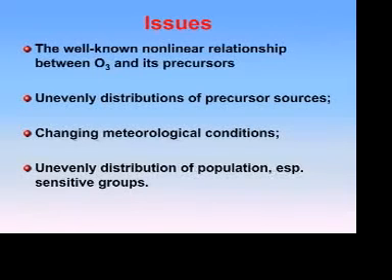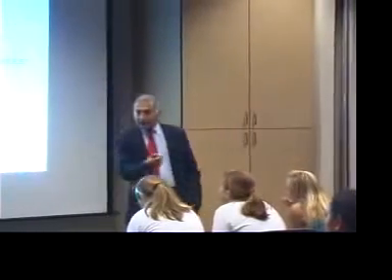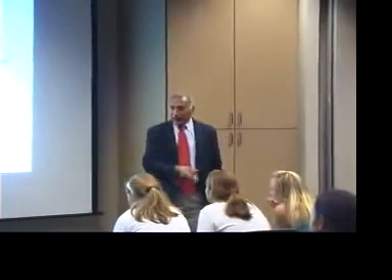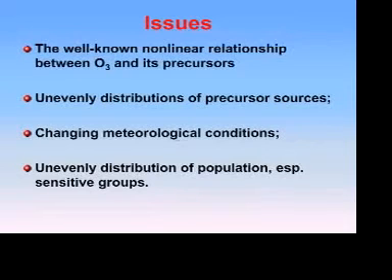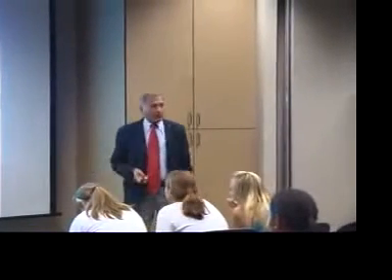These emissions are unevenly produced. There's more produced along the highways, less produced as you go inland. There's changing meteorological conditions, which changes the transport issues and the chemistry issues. And lastly, there is uneven distribution of population, so the exposure to the population. So these are some of the issues that we have to deal with. So let me conclude with some take-home messages.